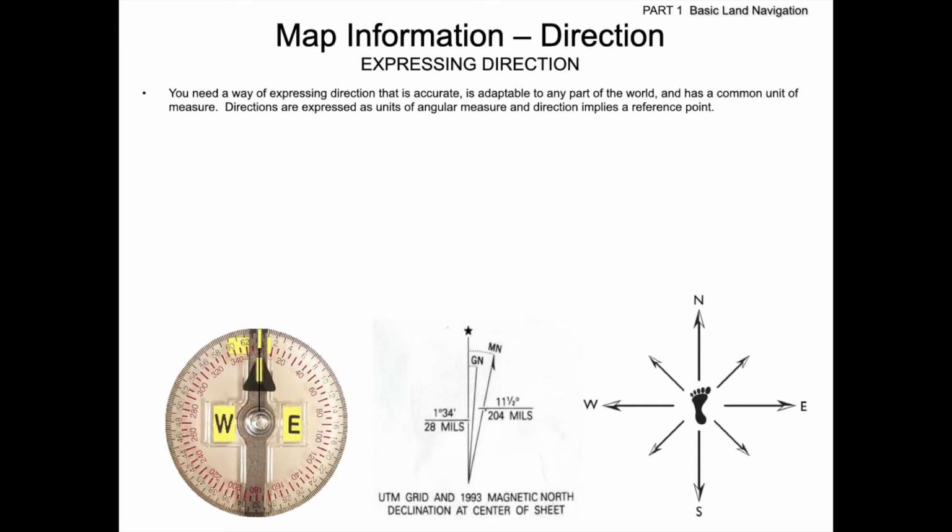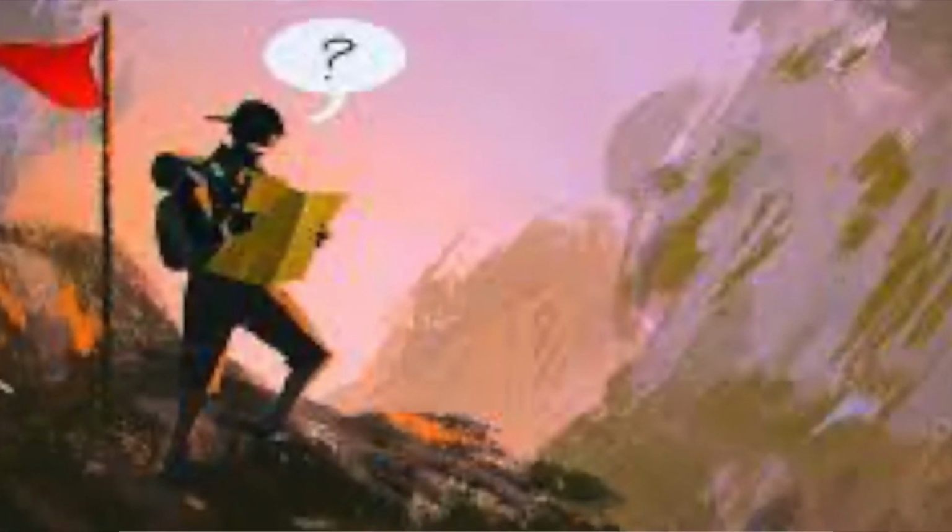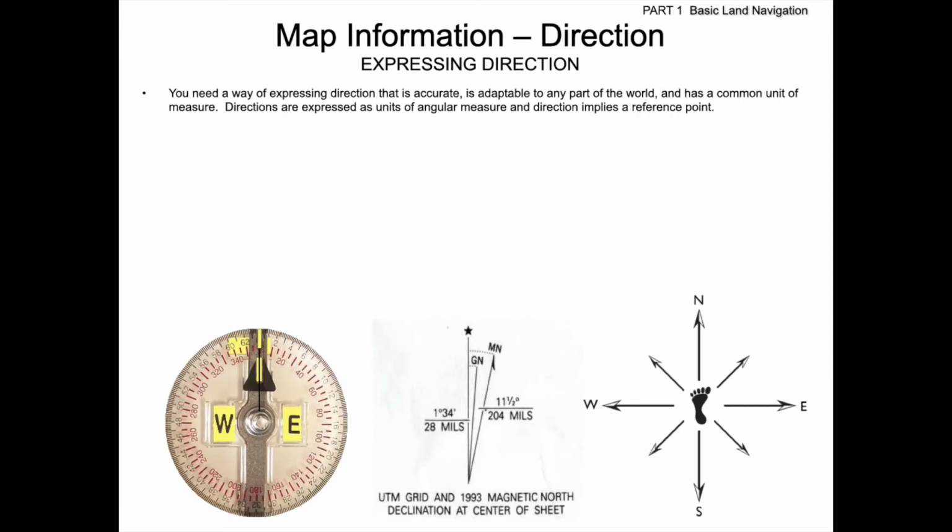It's really not that hard, but you need to understand what it is so that you can navigate without getting totally lost. All right, so what we're talking about is direction, right? So we're expressing direction. You need a way of expressing direction that is accurate, is adaptable to any part of the world, and has a common unit of measure. Directions are expressed as units of angular measurement, and direction implies a reference point. The common reference point for maps is true north, and map direction is figured in degrees from that point.